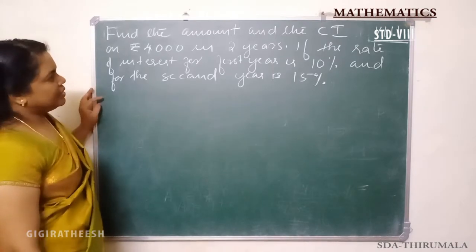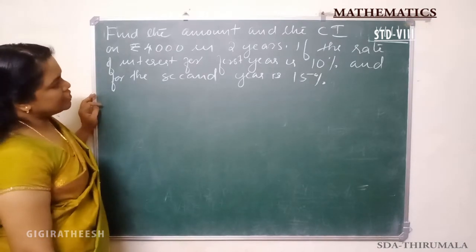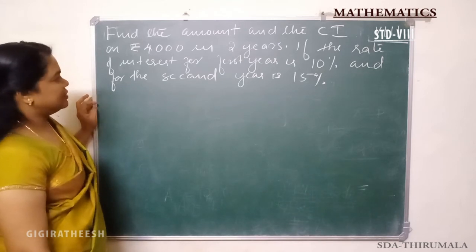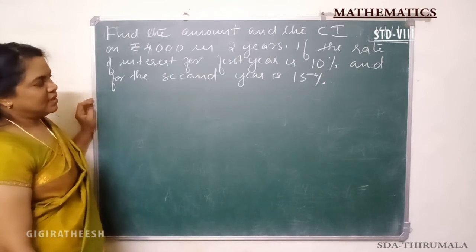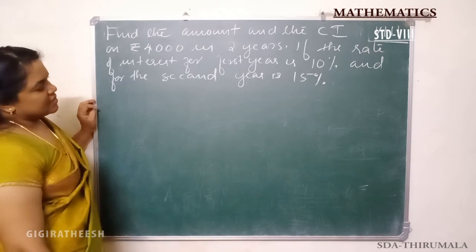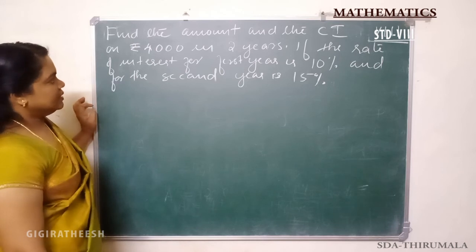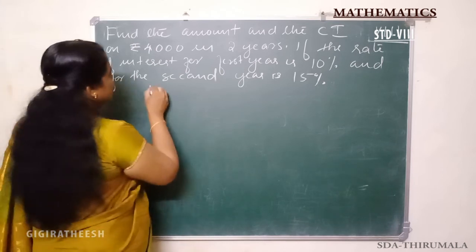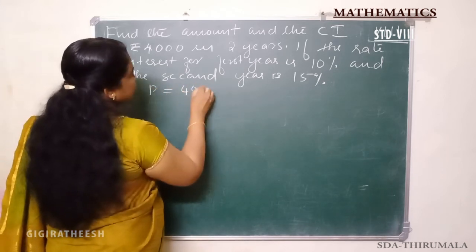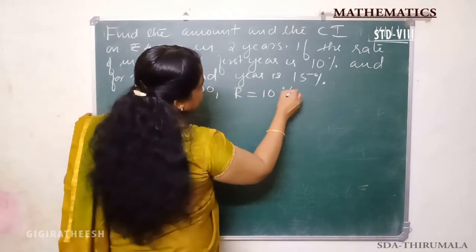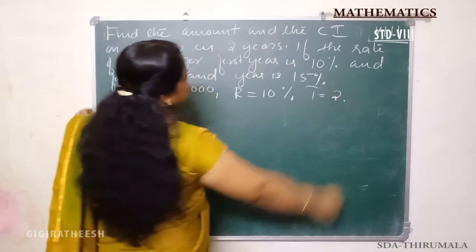Find the amount and the compound interest on rupees 4,000 in 2 years, if the rate of interest for the first year is 10% and for the second year is 15%. Here is the question for successive 2 years. Here P is equal to 4,000, R is 10%, and T is 2 years.